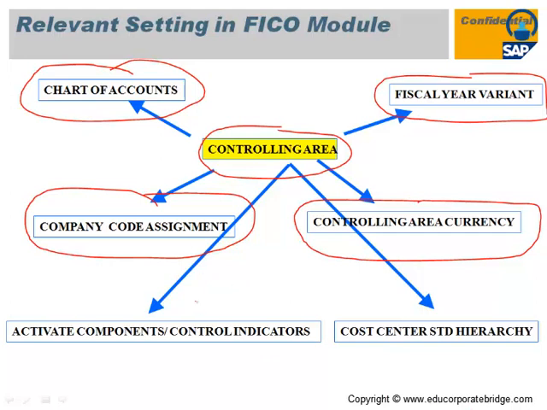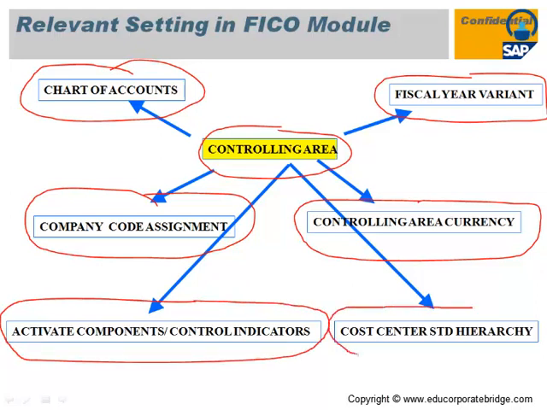You also need to activate the component and the control indicators, so you need to activate the component for the PS configuration, and maintain the cost center standard hierarchy. All these settings are maintained in the FICO module and are later useful for planning in the project system module.